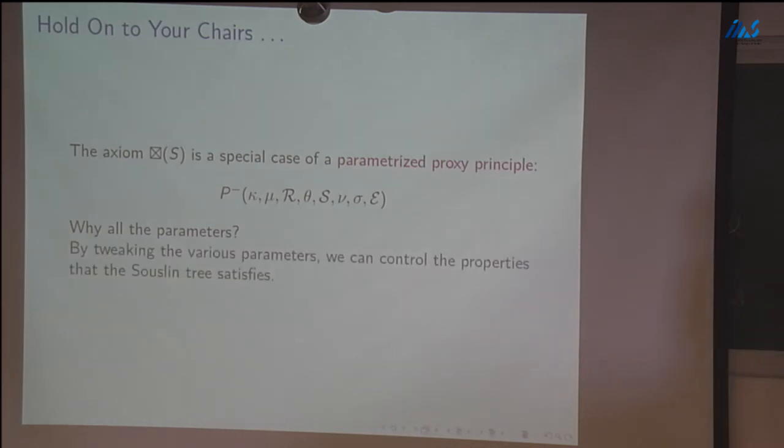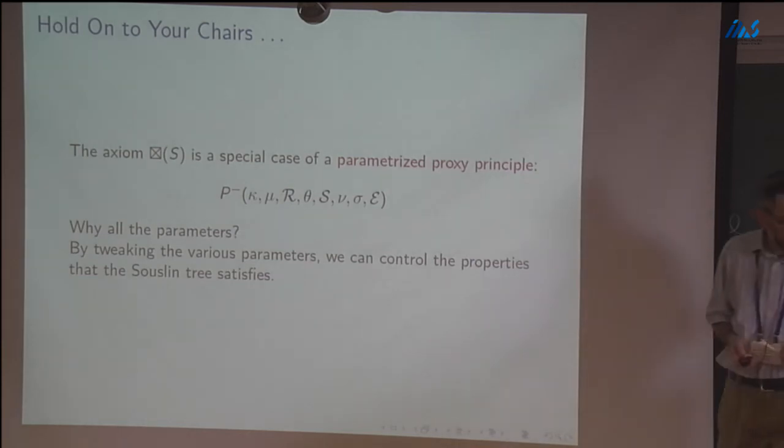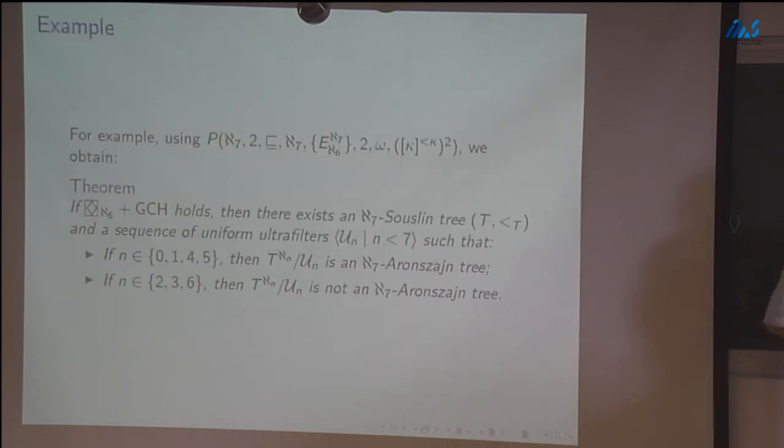So the idea is that by tweaking all these parameters, we can control the properties that the Souslin tree satisfies, again focusing on the idea that the constructions are in some sense uniform. We know already, we've seen now, how to build this Souslin tree. And if we start with a slightly different version of the axiom, namely by tweaking these parameters, we can get something slightly different in the outcome. And so let's give an example here. Using some version of the axiom with these eight parameters, we get this theorem.